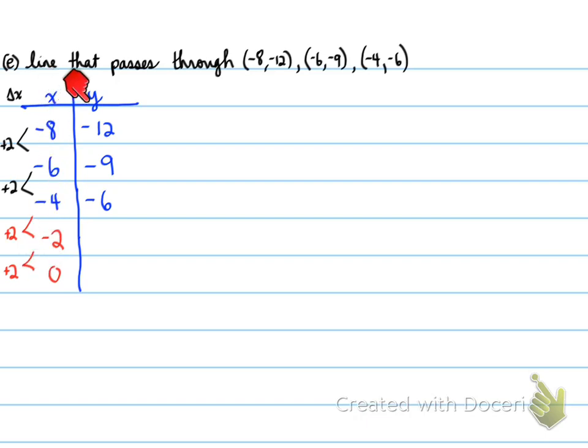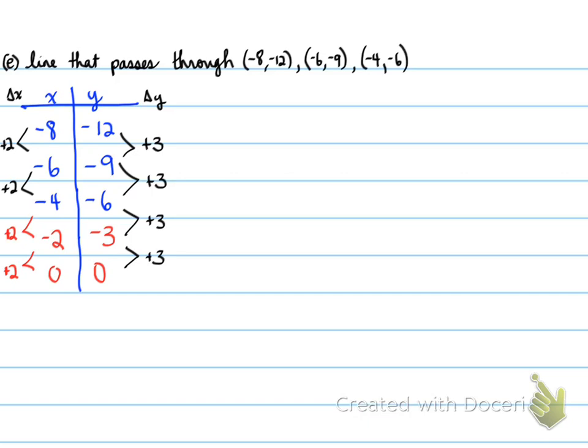All right, going on to the other side, we're looking at y. We need to find delta y. Delta y, -12 to -9 is up 3. -9 to -6 is up 3. -6 up 3 gives us -3, and up 3 again gives us 0, because we need to find the y-intercept. So in our case this time, our y-intercept is actually at the origin, 0, 0.